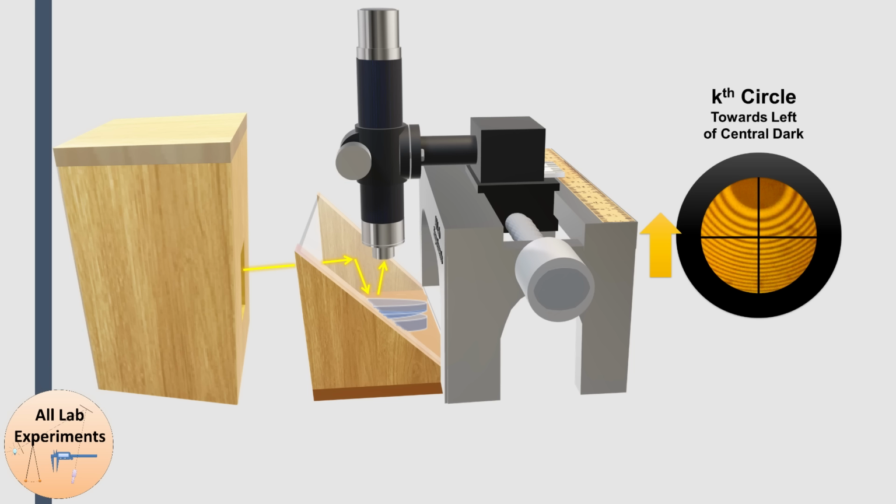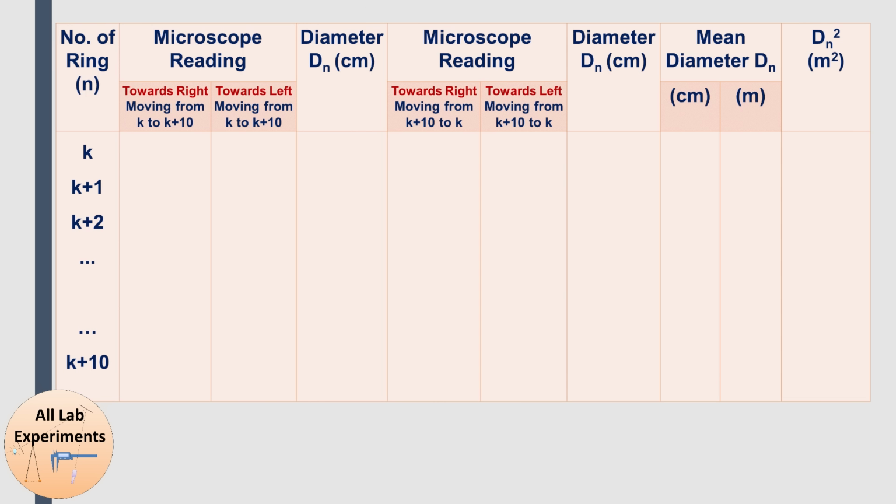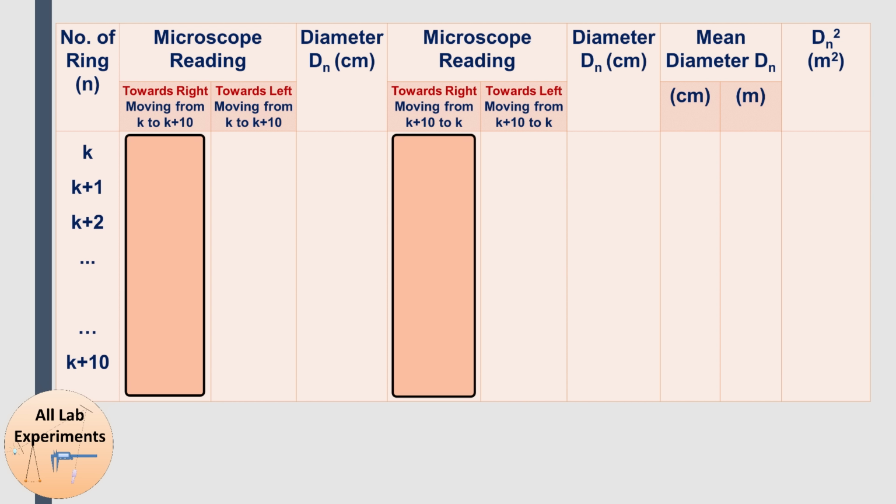So with all these readings, now we make a table of it. In this table, first in the second column, we are going to write down the values of the position of the Newton's ring when we moved from k to k plus 10th ring towards the right of the central dark. Then when we came back from the k plus 10th to the kth ring, which is towards the right of the central dark, we will write its value in this fifth column.